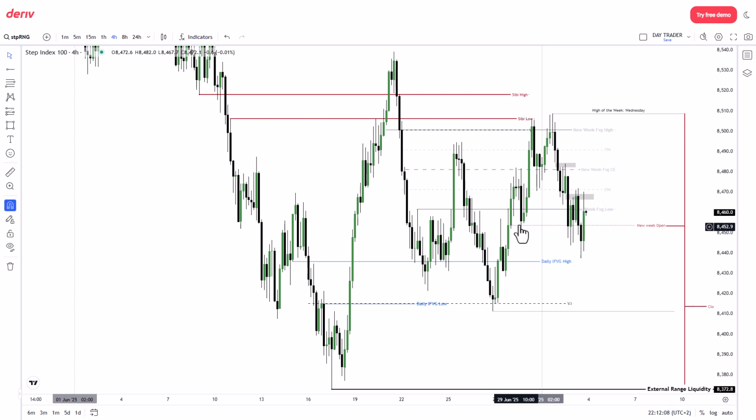So since the opening, this is the weekly candlestick. We have the new week opening. We traded up Monday, Tuesday, went in to fill in the daily fair value gap high. And we had since displayed lower, creating a market structure shift below the 25%.